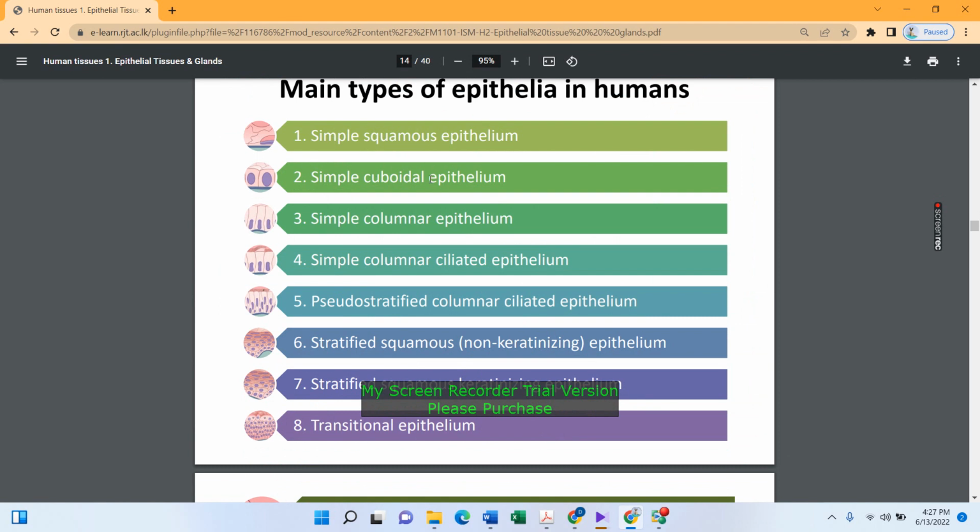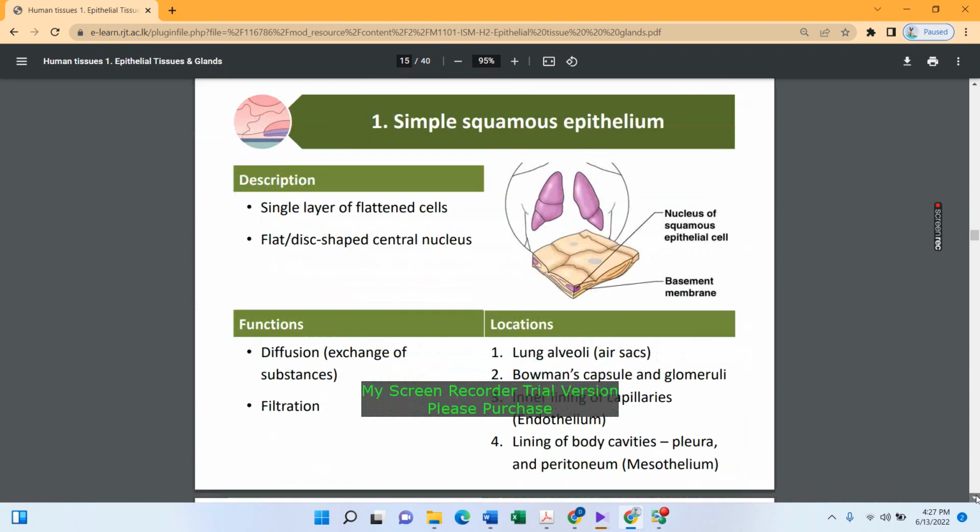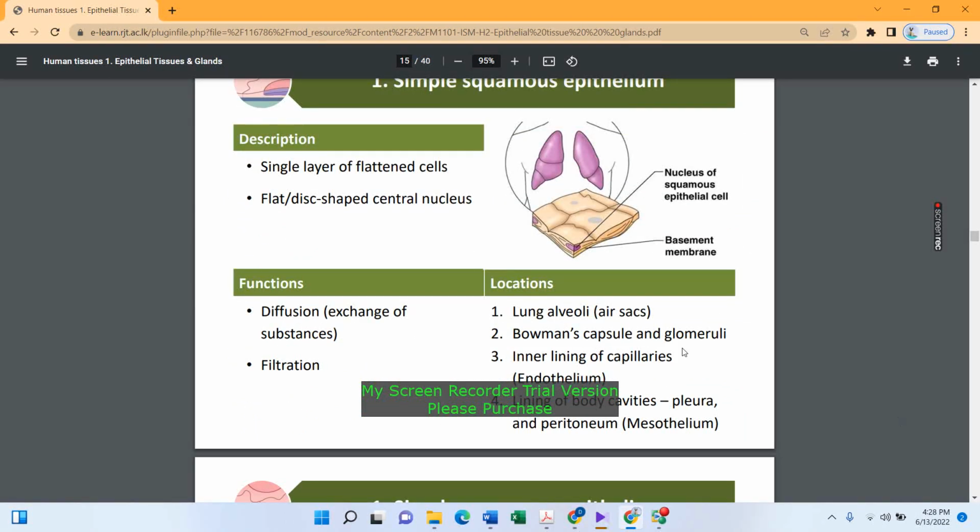So simple squamous, simple cuboidal, simple columnar ciliated, pseudostratified columnar ciliated, stratified squamous keratinizing, and transitional epithelium. Now let's quickly go through them. So the simple squamous epithelium is a single layer of flattened cells, with a flat disc-shaped central nucleus.